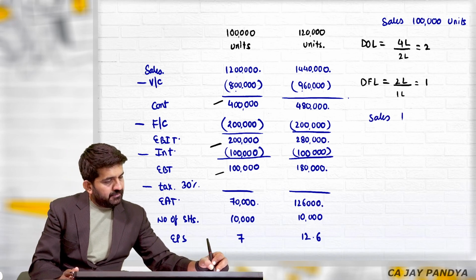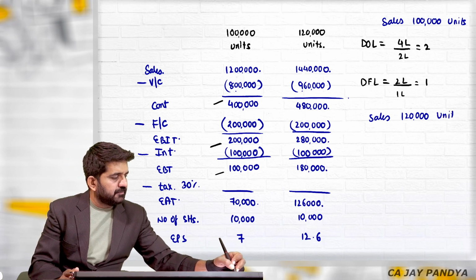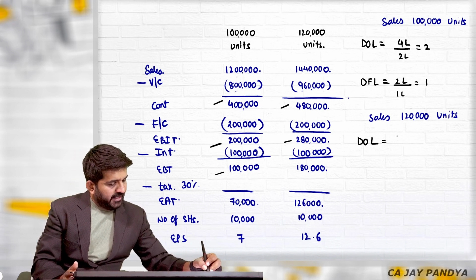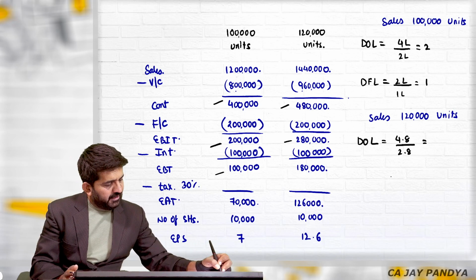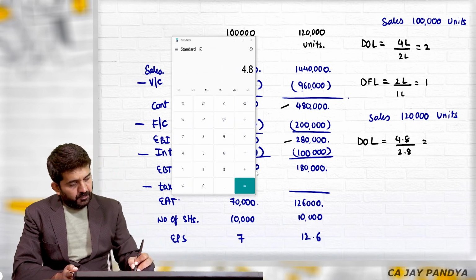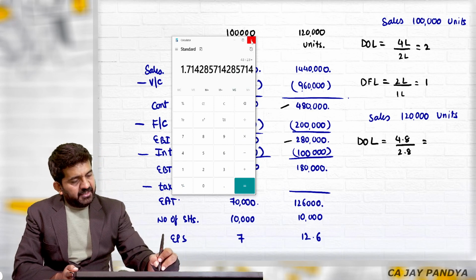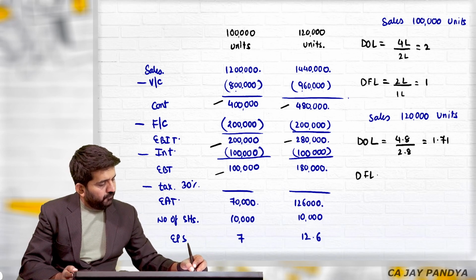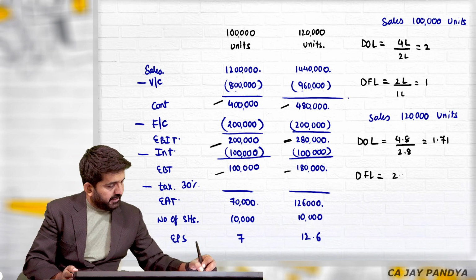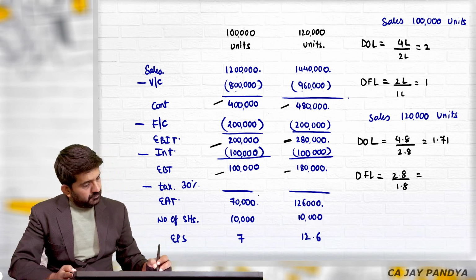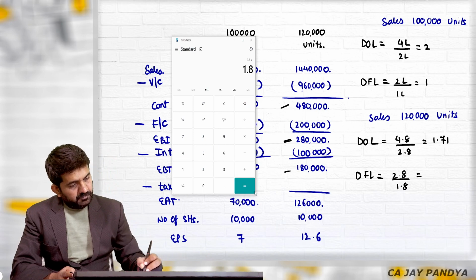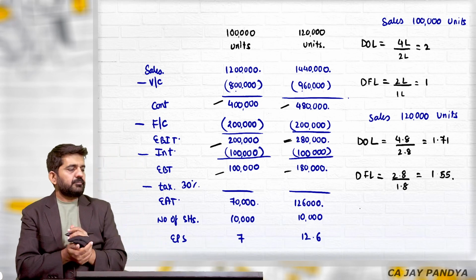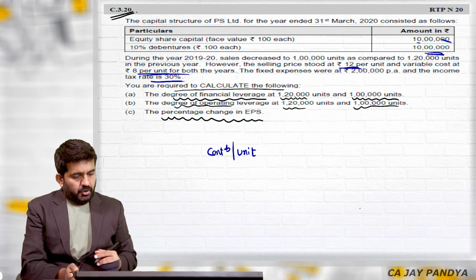If sales is 1,20,000 units, degree of operating leverage will be 4,80,000 divided by 2,80,000. 4.8 lakhs upon 2.8 lakhs. 4.8 divided by 2.8 is 1.71. And the degree of financial leverage will be 2,80,000 divided by 1,80,000, which is 1.55. Right? So I have found out both these answers.